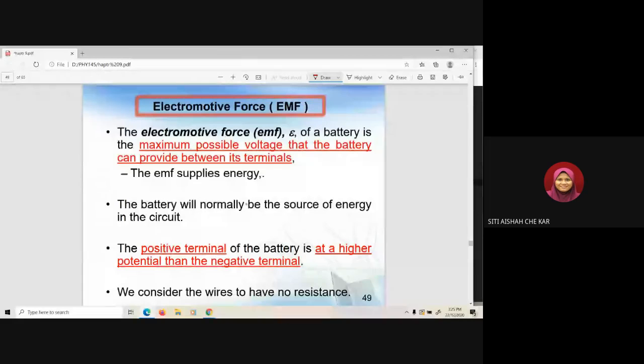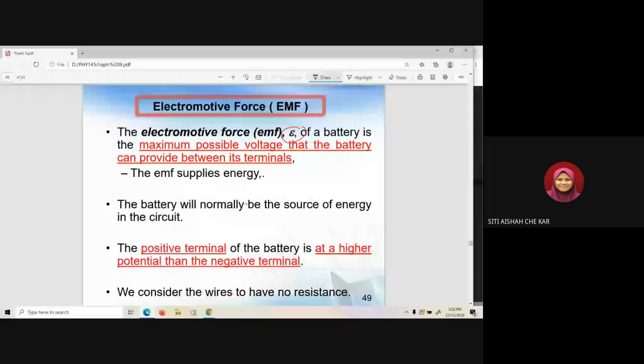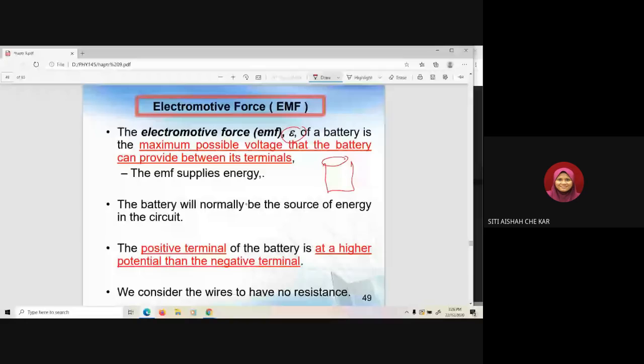Okay, the motive force ataupun EMF, simbol dia macam nombor 3 tapi terbalik. The maximum possible voltage that the battery can provide between its terminal. Itu yang kita panggil EMF. Okay, katakanlah you beli bateri kan. Bateri 3 volt. So dia punya EMF tu 3 volt lah. The maximum possible voltage the battery can provide between its terminal.